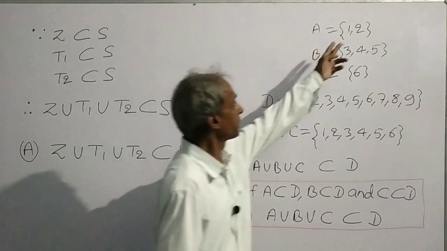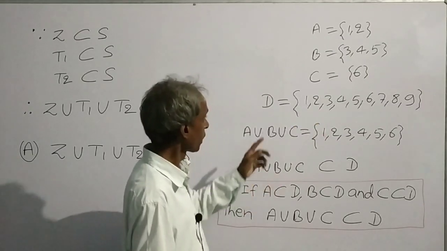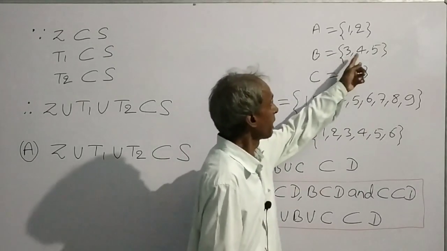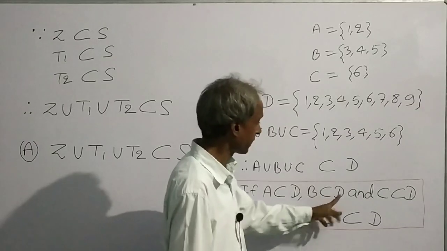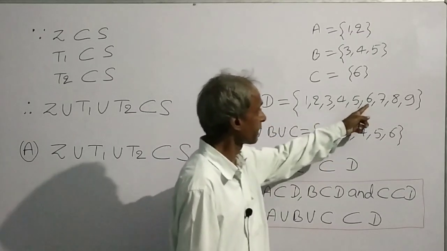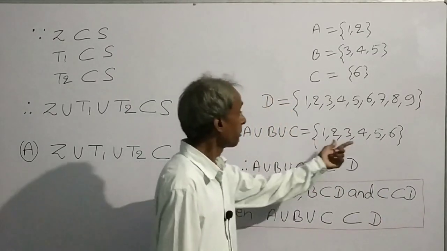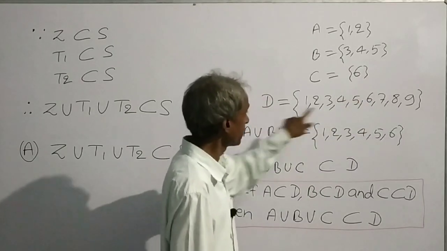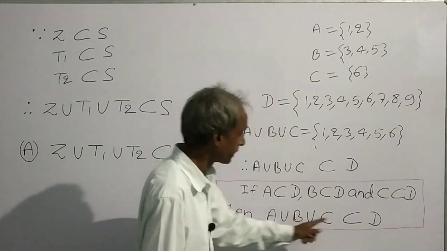It is clear that every number in A is present in this set D. Therefore, A is a subset of D. Every number in B is present in this set D. Therefore, B is a subset of D. Every number in set C is present in this set D. Therefore, C is a subset of D. And every number of this A union B union C is also present in set D. Therefore, this set is also a subset of D.